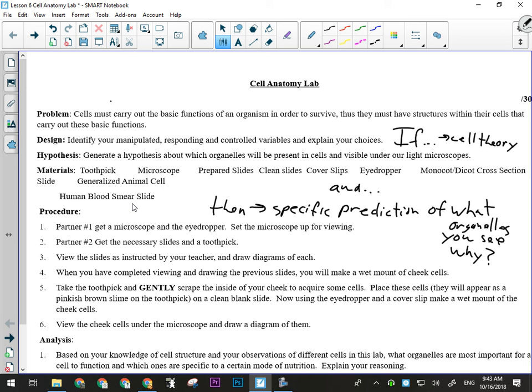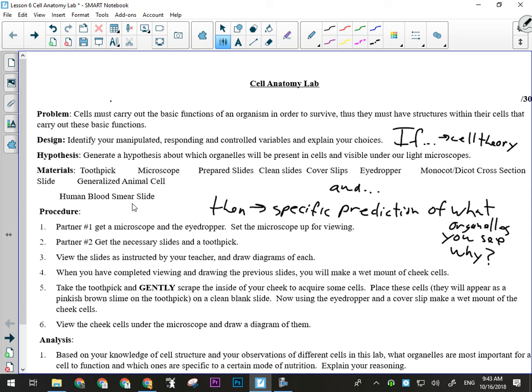Keeping in mind that while every cell probably has ribosomes, are you going to see them through a light microscope? Nope. Remember, what are the ones you're going to see? You can maybe mention that ribosomes are in every cell, but you're not going to see them. They're way too small. They weren't even discovered till the electron microscope came about. So they're not something we're going to see with the light microscope. All right, questions on the hypothesis? Remember, if and then, we've got to have those things in there.